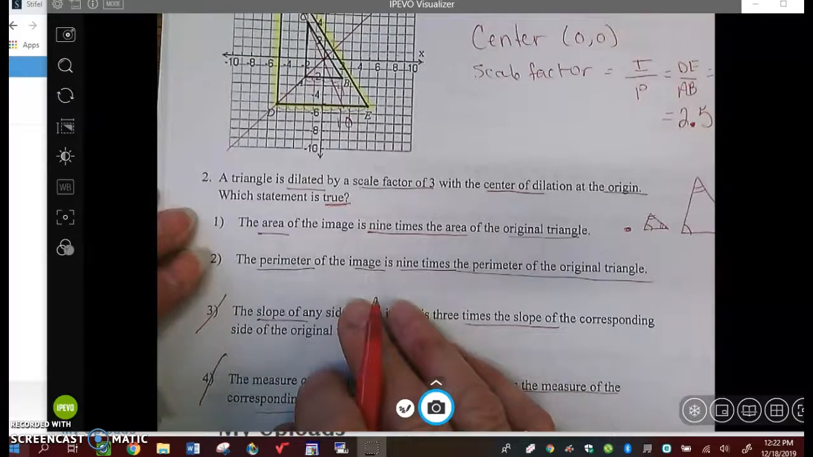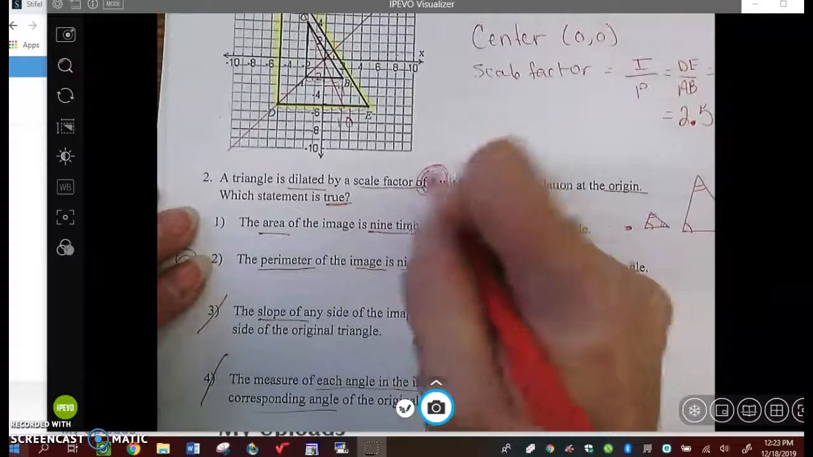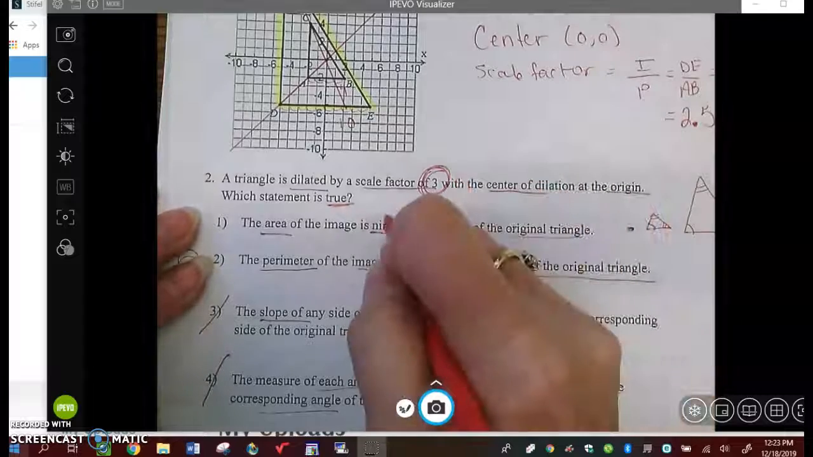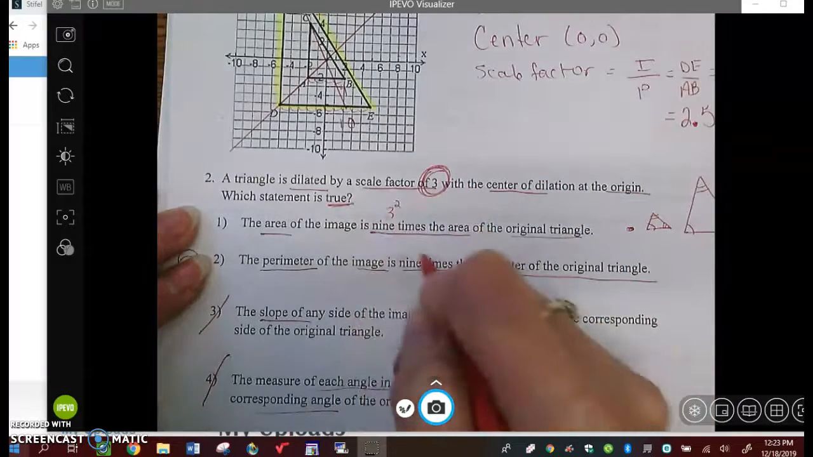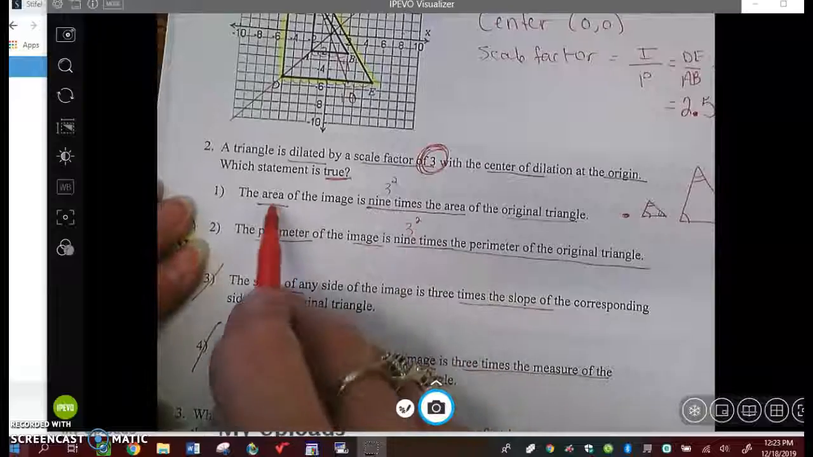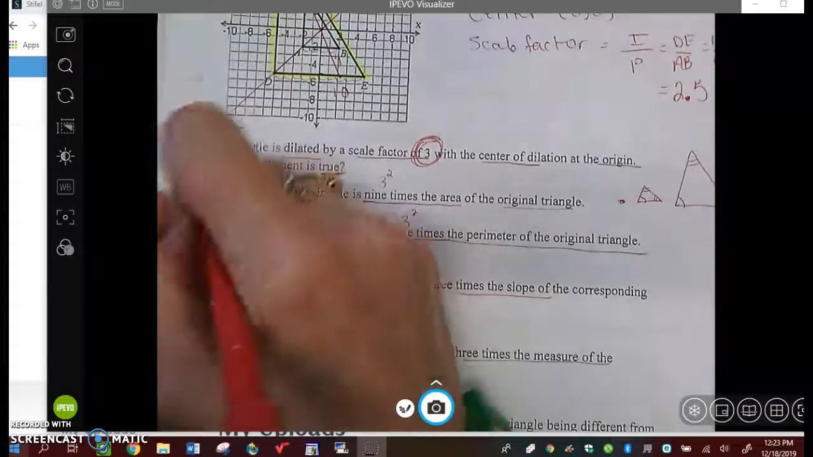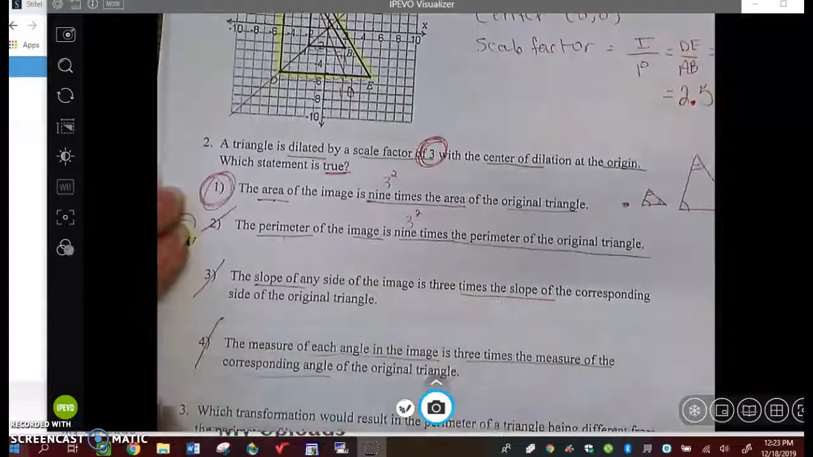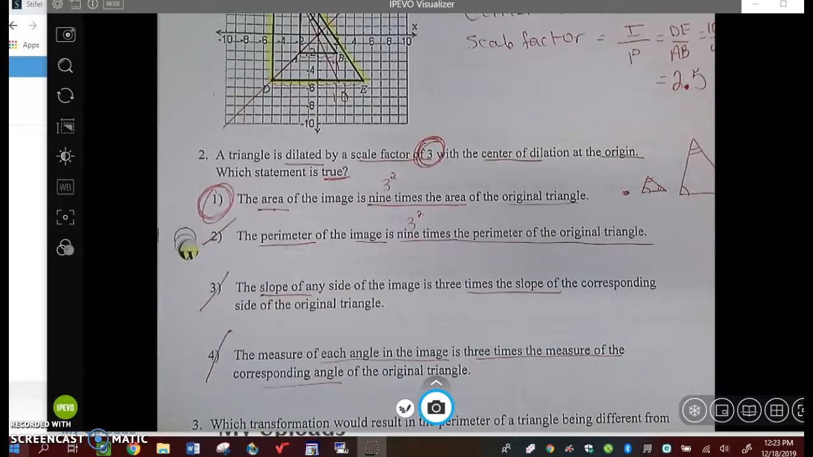It's got to be 1 or 2. So our scale factor was 3. 9 is 3 squared. So which one gets multiplied by the scale factor squared? Is it area or perimeter? Correct answer is area.